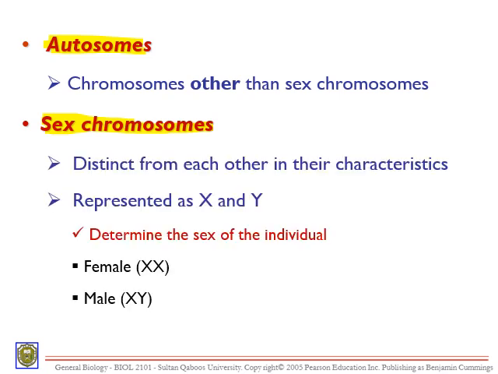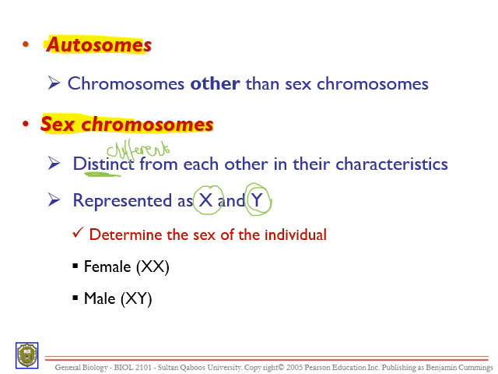What are sex chromosomes? Sex chromosomes are distinct from each other in their characteristics, so they are different from each other. Distinct means different. We will see now why they are different. And they are represented as X and Y.